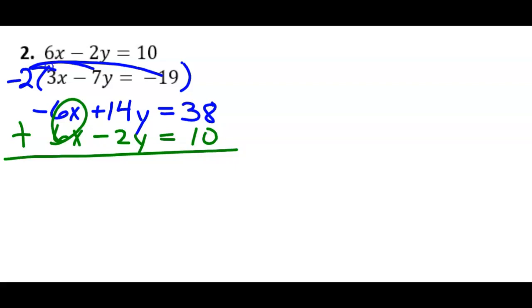Yeah, but I only multiplied this bottom equation by -2 because I needed these to be the same number, but opposite of each other. So it's positive and negative. You're solving for y. So 14 minus 2 is what? Not -12.